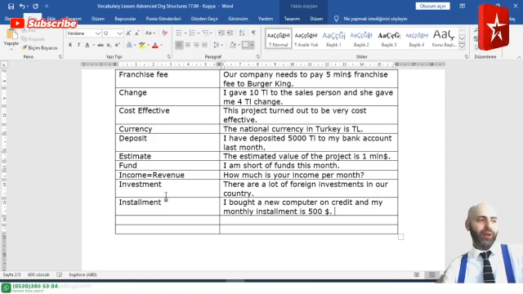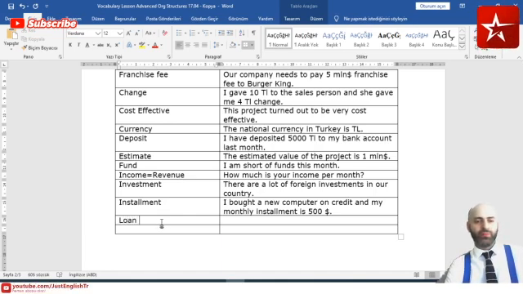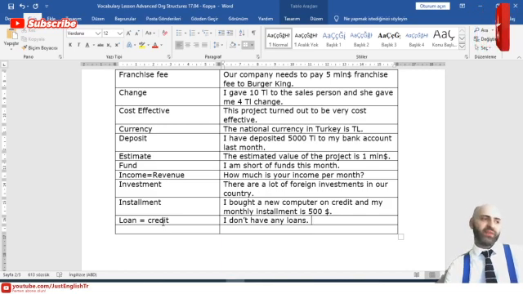Good. Now we can continue, and let me explain another word for credit. For credit, we can also use loan. It has the same meaning as credit. I do not have any loans, so I don't have any credits.